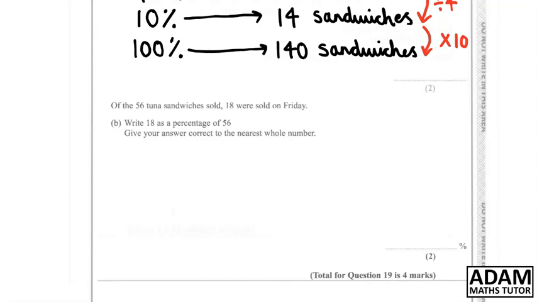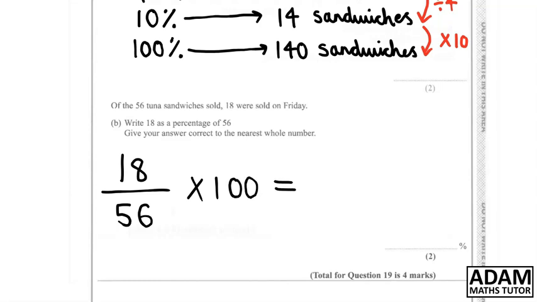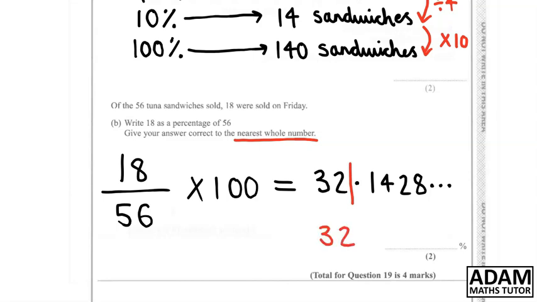Give your answer correct to the nearest whole number. So 18 out of 56 would be the fraction. And then to convert to a percentage, I just need to multiply by 100. This gives me 32.1428. And because I was asked to convert this to the nearest whole number, I would just need to put my rounding line after the units column. And the final answer would be 32%.